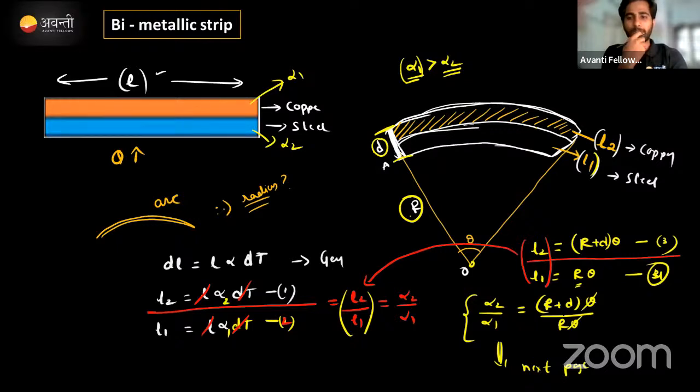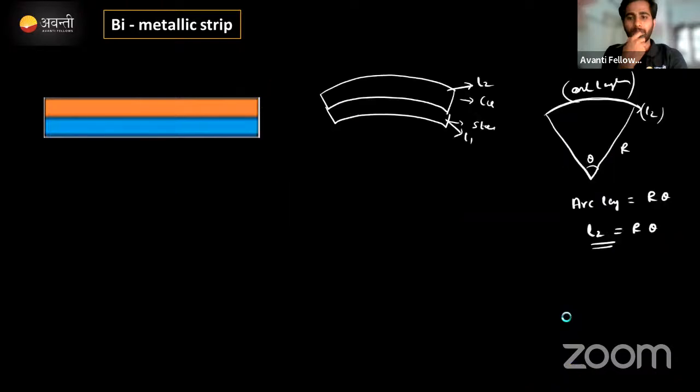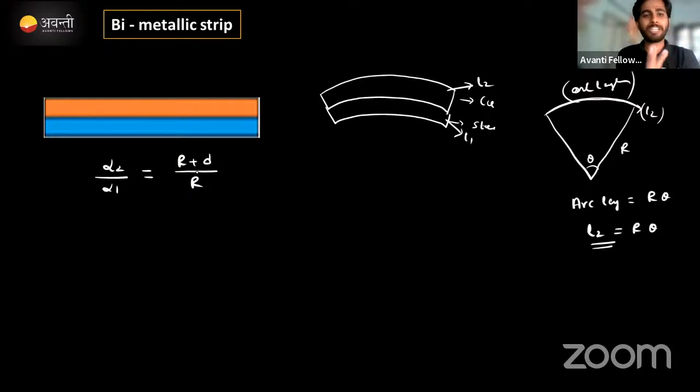Okay, looking at the next page. I write alpha 2 here. What we got was alpha 2 divided by alpha 1 is equal to R plus D divided by R. Cool, good. Divide both terms here. Then it will become alpha 2 divided by alpha 1 is equal to R by R plus D by R. D by R cancels, right? Then alpha 2 by alpha 1 is equal to 1 plus D by R.